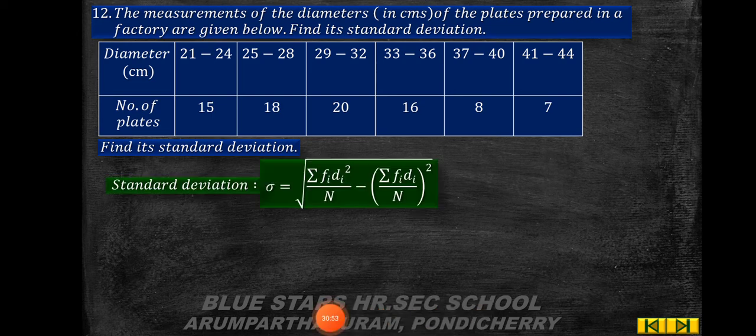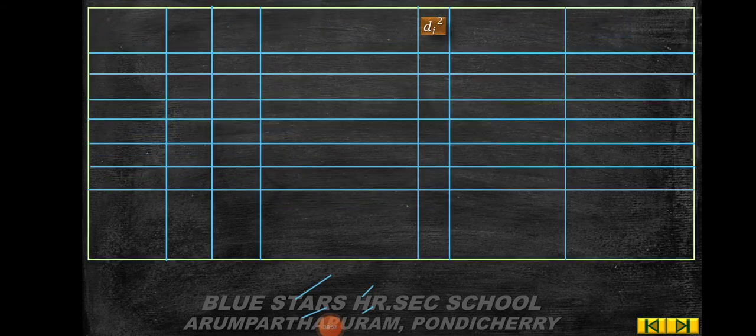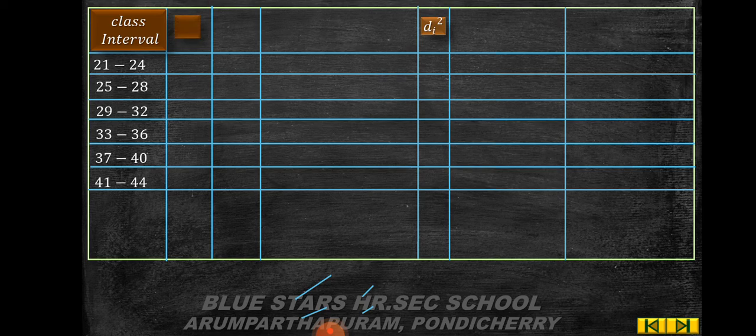So the standard deviation formula, you know. Put the tabular column, class interval. Next is xi value, that is 21 plus 24 divided by 2. You get 22.5, 26.5, 30.5, 34.5, 38.5, 42.5. Next, frequency is given.